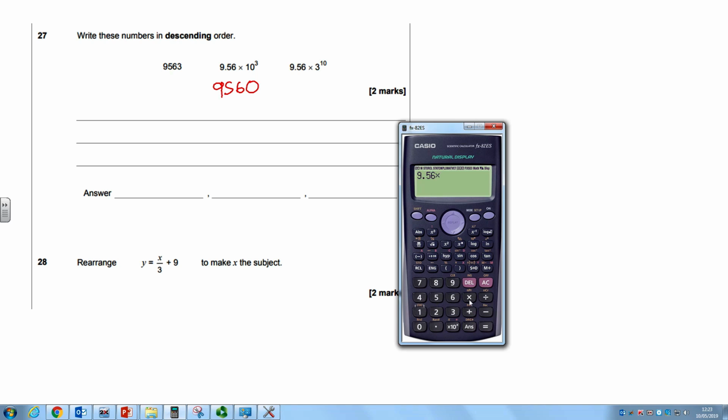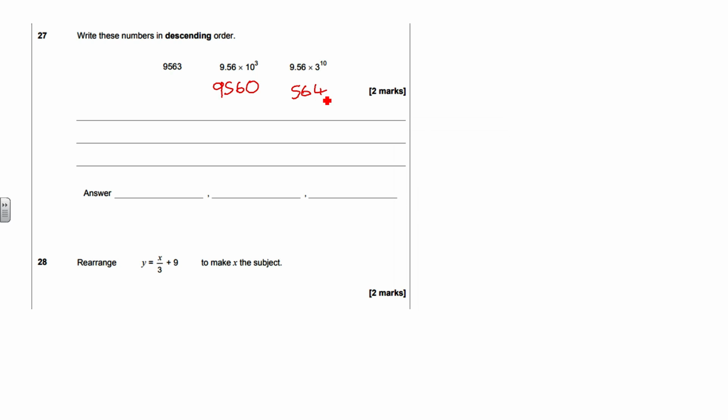9.56 times by 3 to the power of 10. Yeah, that's kind of big. 564,588. It's hugest by a long way. So we've got 9,560. We've then got 9,563, and then we've got.